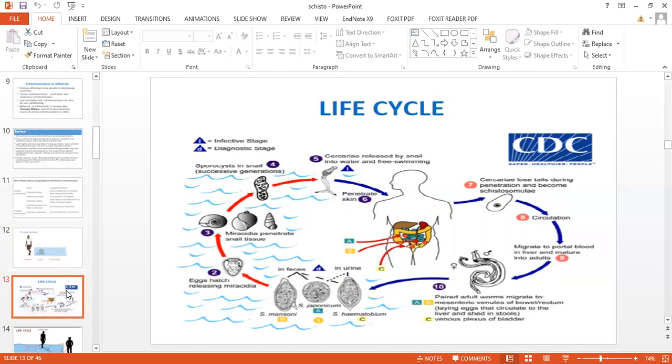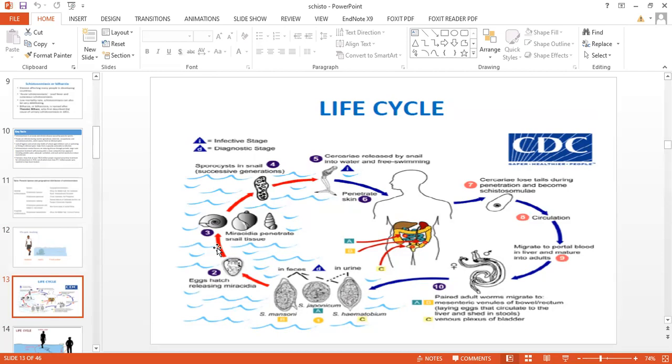It starts from the ova, the eggs in the water. It may be of these three species mainly, two of them causing intestinal and one the urogenital. Two species causing, you can see here, mansoni and japonicum, cause intestinal, and haematobium causes urogenital schistosomiasis. The egg hatches releasing miracidia, the first form of the organism.